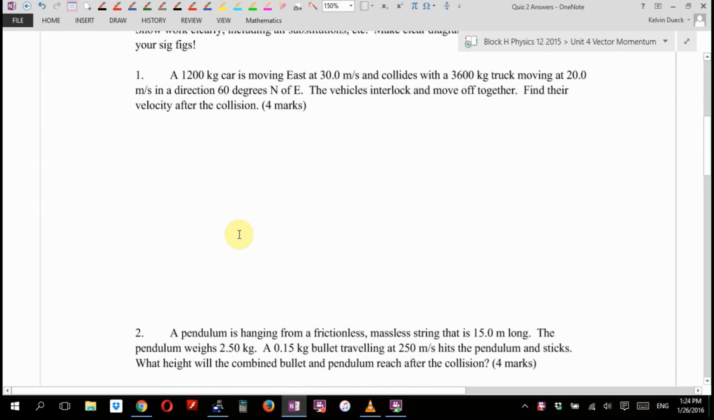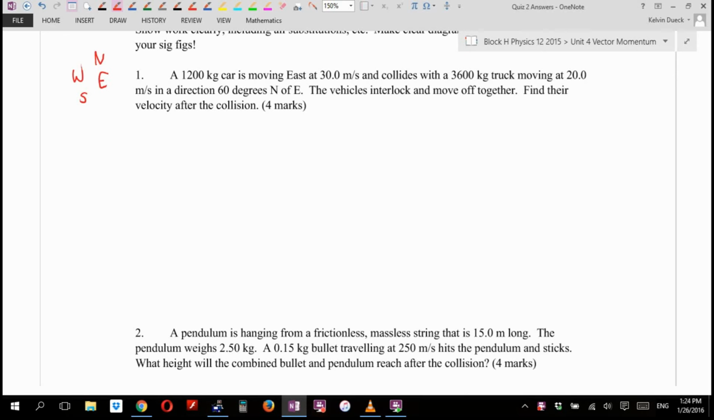Number 1, a 1,200 kilogram car is moving east. As soon as they give me directions, I have a temptation to do that because I feel better. At 30 meters per second, and it collides with a 3,600 kilogram truck moving at 20 meters per second in a direction 60 degrees north of east.